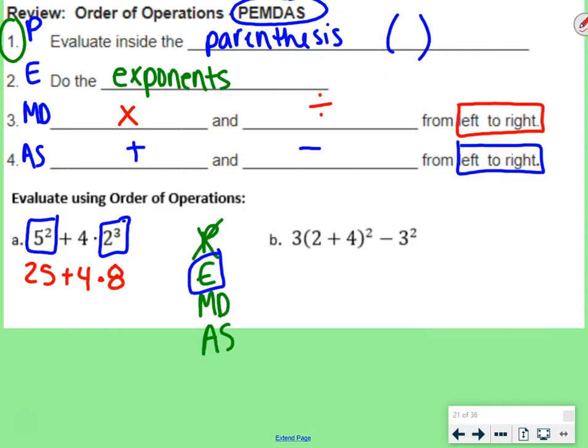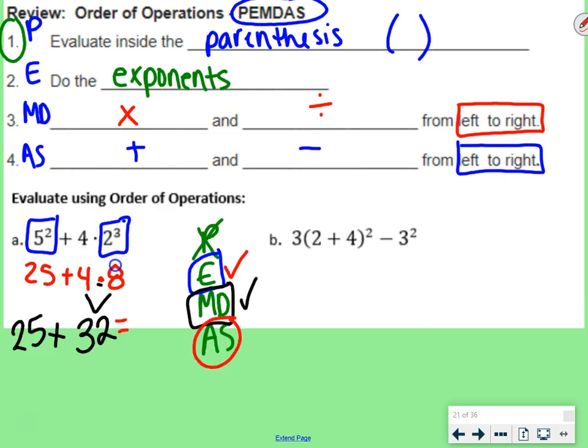Right there. So now we did the exponents. Check mark. Do we have any multiplying or dividing? Yes, we have multiplication right there where that dot is. So we have to do 4 times 8, which is 32. Bring down the plus, bring down the 25. So we did multiply and divide. Now the last thing we need to do is add and subtract. So do 25 plus 32, and we should get 57.